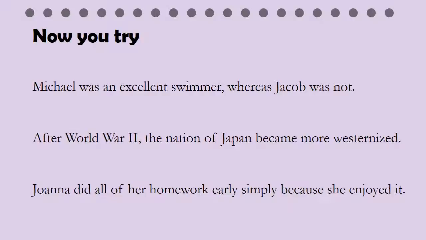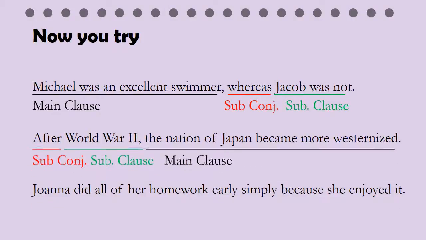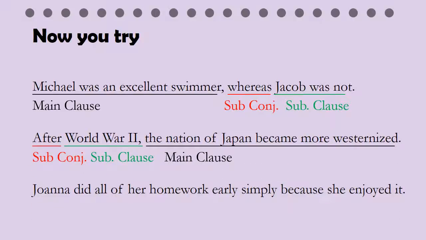Let's go over these sentences. In our first sentence, Michael was an excellent swimmer is our independent and main clause. Then we see, whereas Jacob was not, with whereas being our conjunction and Jacob was not being our subordinate clause. In the next sentence, we see the order switched around again. After World War II, this is subordinate because it doesn't work by itself. The word after tells us about how the subordinate clause fits with the main clause. The nation of Japan became more westernized. So that is our conjunction.